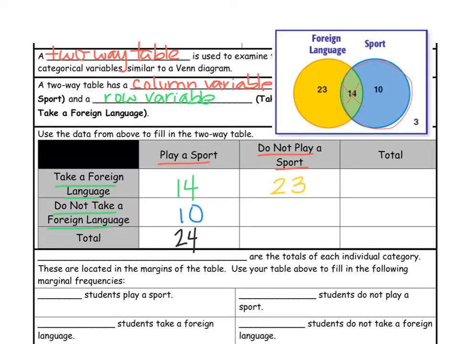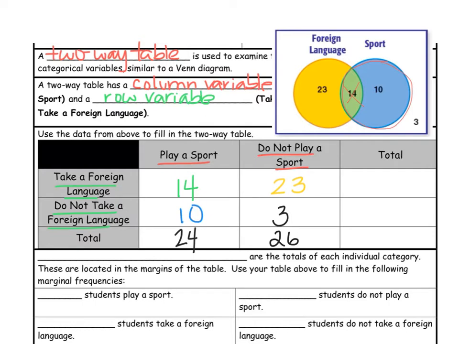And then finally, students who do not play a sport and do not take a foreign language. So the people that are not included in these yellow and blue circles, so we're looking at this number down here, so there are 3. And then if we look at the total number of students who do not play a sport, that's 26.